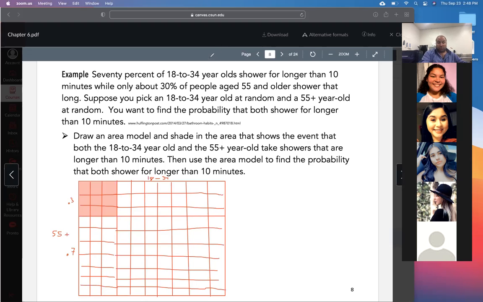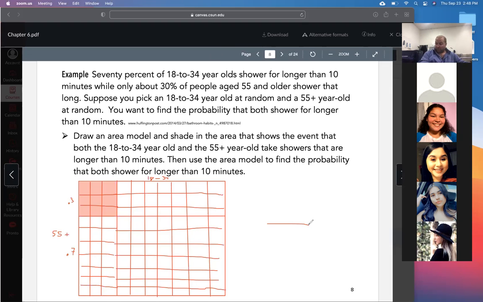And how many boxes are there altogether in this diagram? 100. Then out of those 100, how many of them represent both the 18 to 34-year-old and the 55-plus-year-old taking longer than 10 minutes? 9 boxes. Which, by the way, is equal to 3/10, which is the first one, times 3/10, which is the second one. So the area model just again demonstrates the mathematical relationship, but in a visual way.